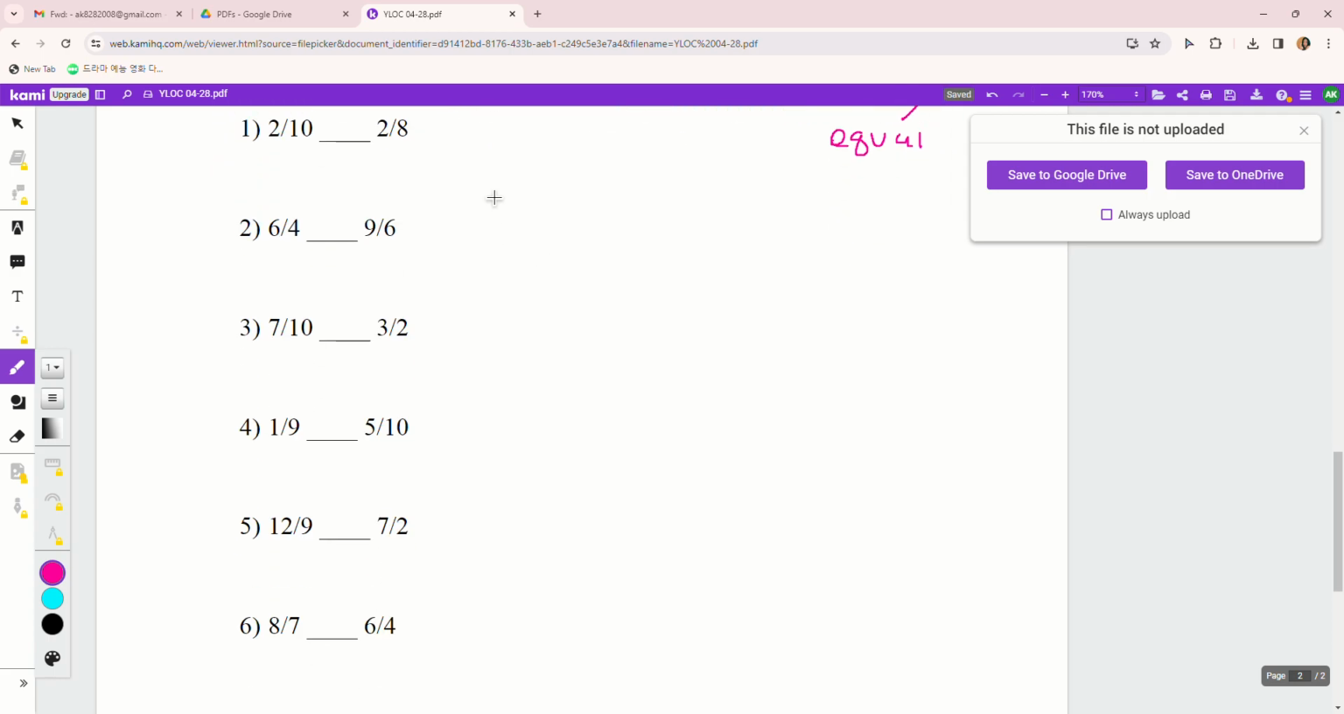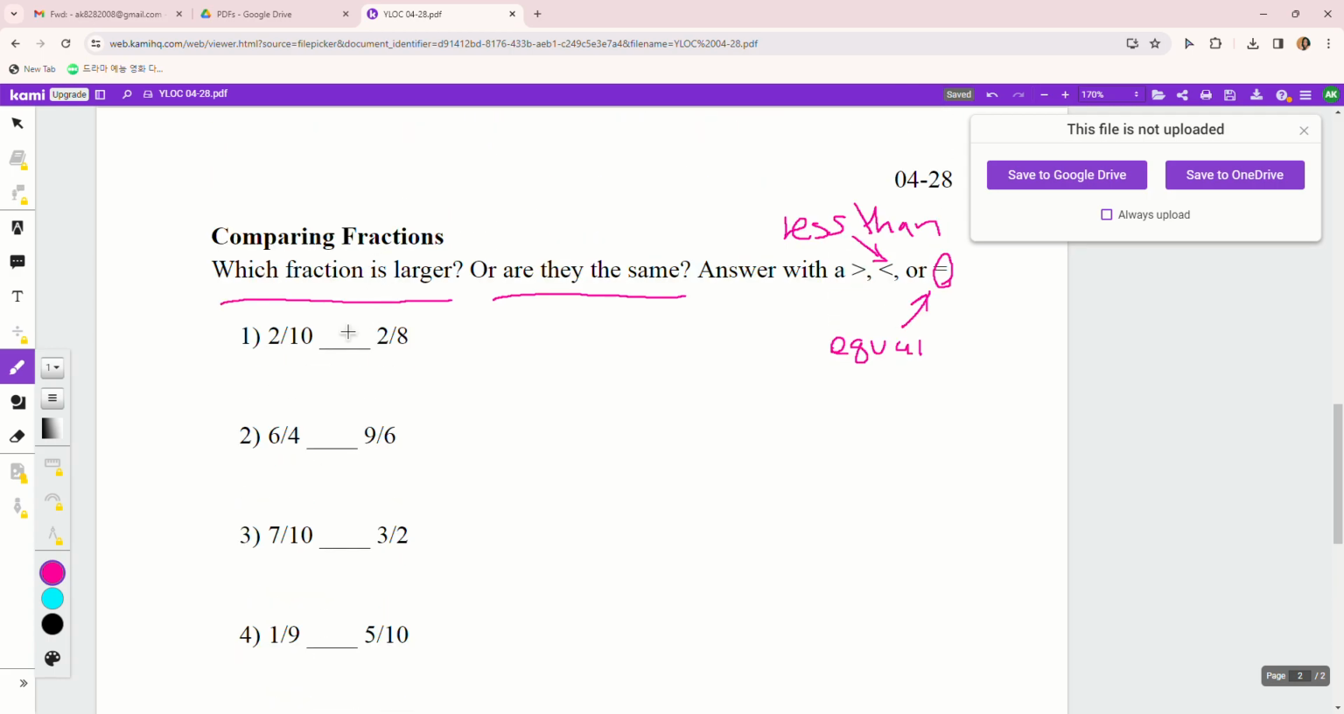So for number 1, which fraction is larger or are they the same? So first you could match the denominators. So you can do 2 over 10, and then you have to match it to 2 over 8. You could do this multiple ways, but I'm going to use 80.